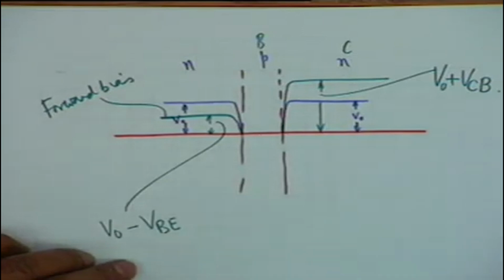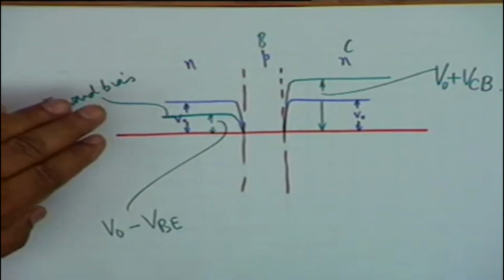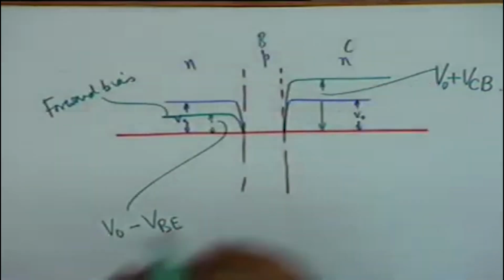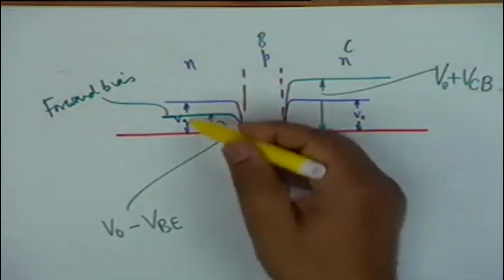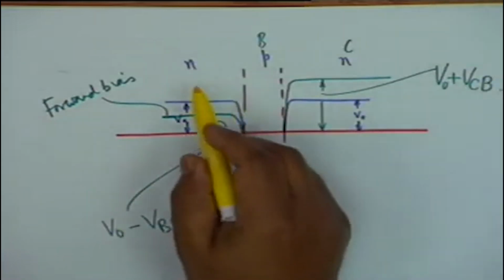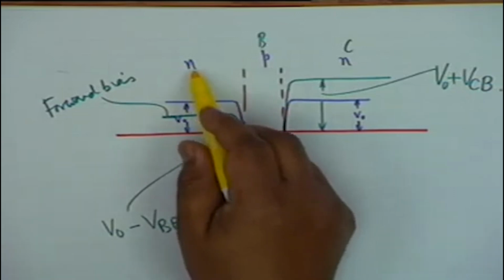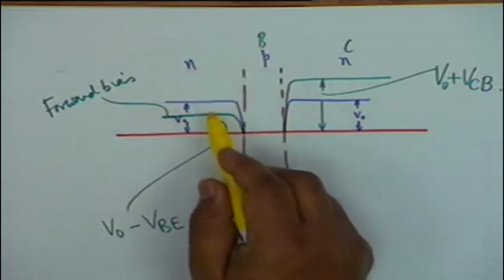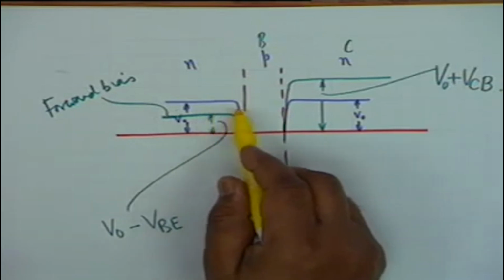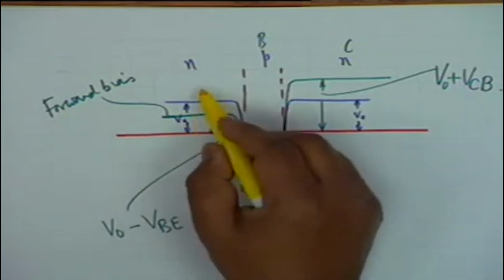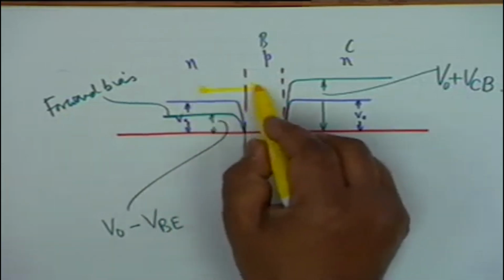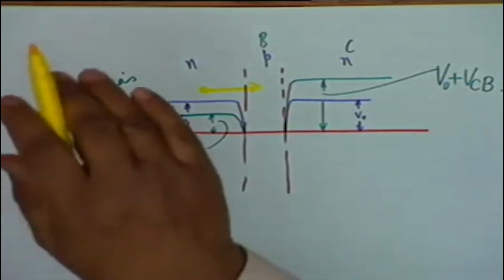Alright. So on the left side the barrier is reduced, on the right side the barrier is increased. Now it is very easy to explain what actually happens. Because of the lowering of the potential barrier, the electrons, which are the majority carriers in the n type, now get encouraged to go to the base. Electrons go to the base because of the lowering of the potential barrier.